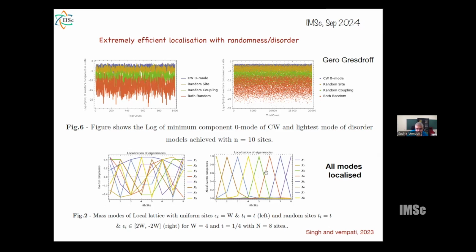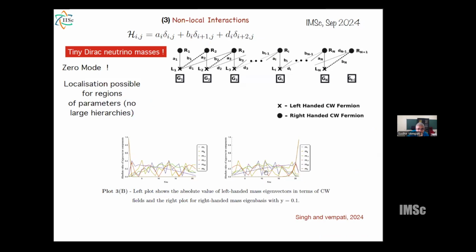Now you can go further and ask what happens if you have next-to-next and next-to-next-to-next mass terms in your model. You can go further and further, and link all the possible fermions in the chain. You can fill up the entire mass matrix. In this case too, you have localization of only the zero mode, but the moment you turn all of them random, all of them get completely localized.